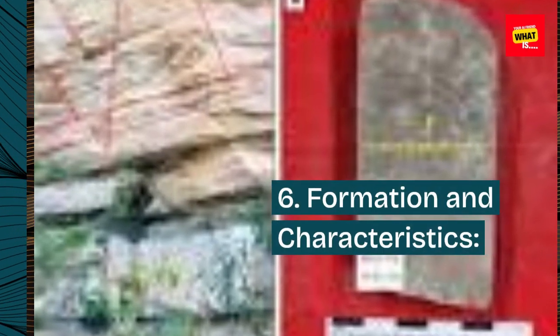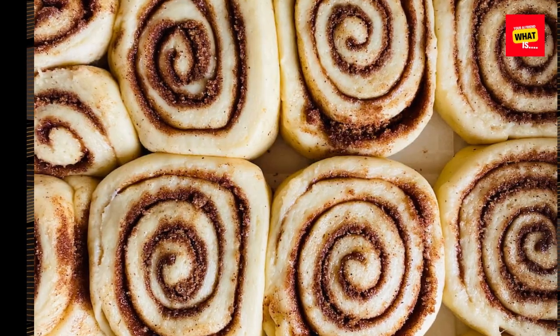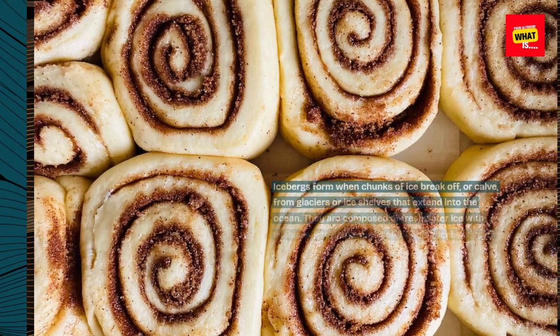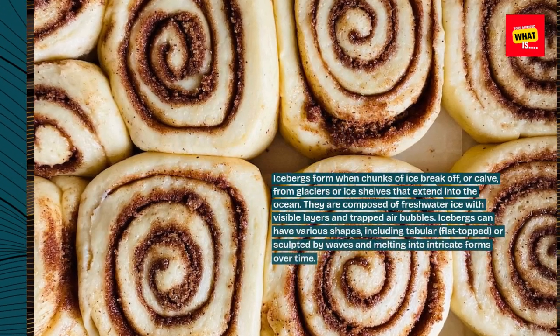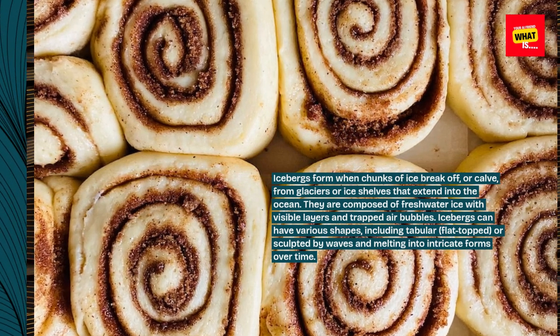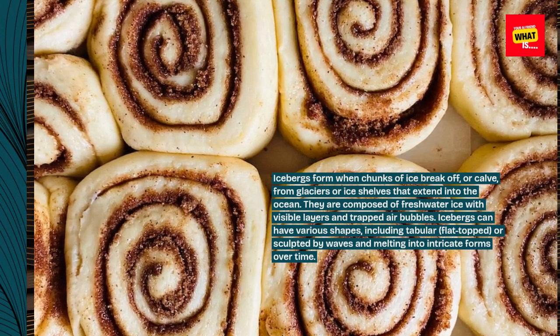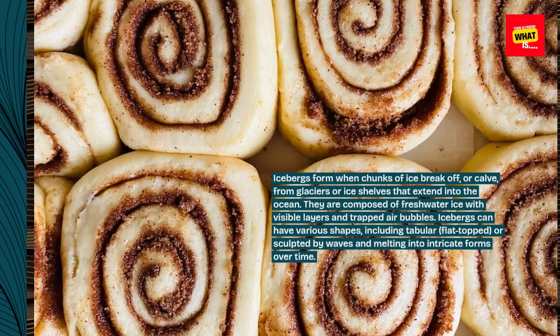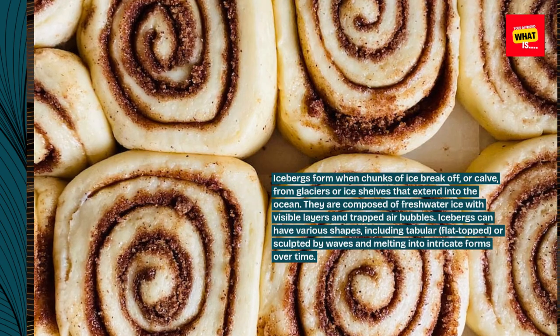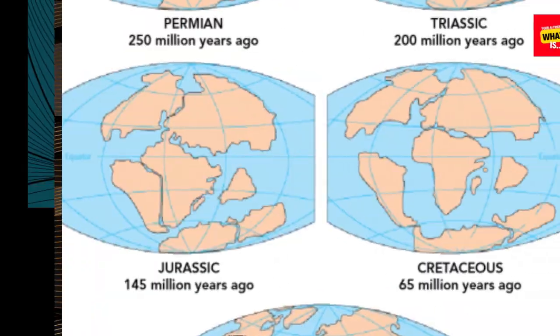6. Formation and characteristics. Icebergs form when chunks of ice break off, or calve, from glaciers or ice shelves that extend into the ocean. They are composed of freshwater ice with visible layers and trapped air bubbles. Icebergs can have various shapes, including tabular, flat-topped, or sculpted by waves and melting into intricate forms over time.